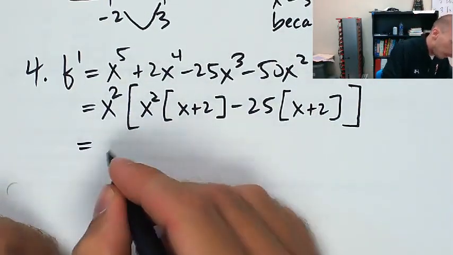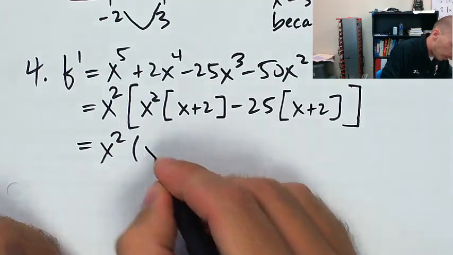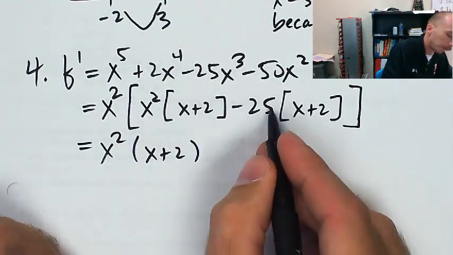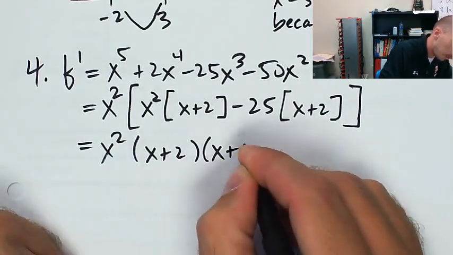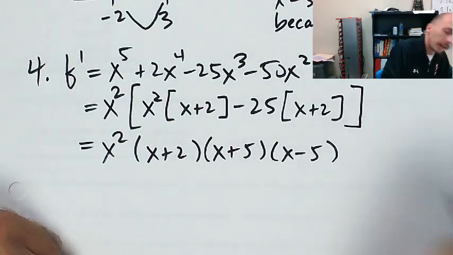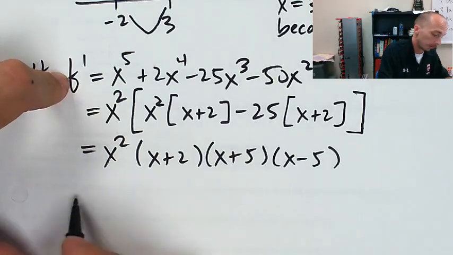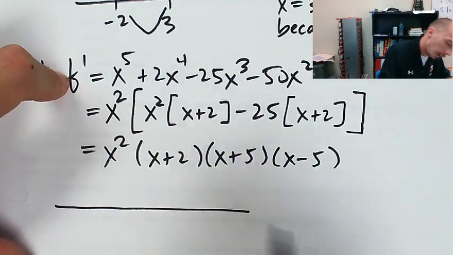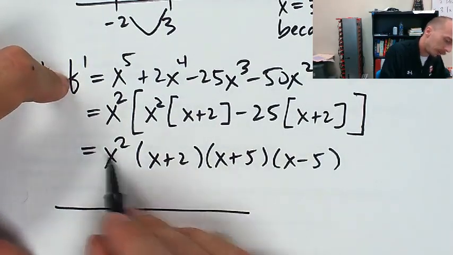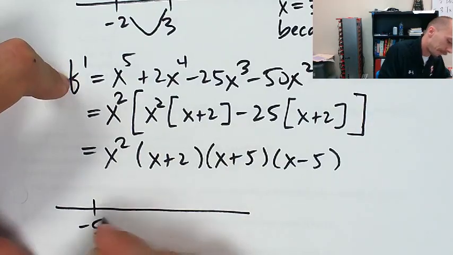Cool. So now I'm pretty much ready to factor this thing, because this will be x squared times x plus 2, and I'm left with x squared minus 25, which is x plus 5 and x minus 5. Some good old-fashioned factoring here. Okay, so this is a big one. I'm going to have negative 5, negative 2, 0, and 5.